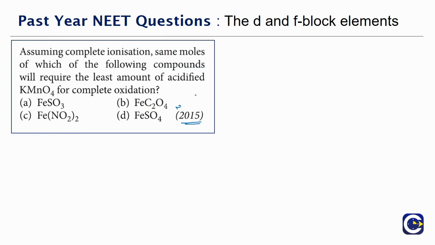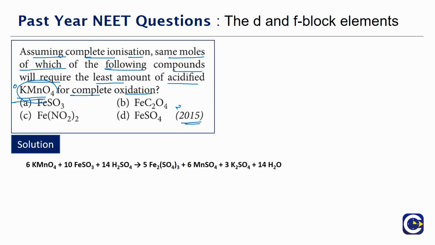Next we have a question that has come in the year 2015. This question in a way summarizes most of the reactions of the potassium permanganate, acidified potassium permanganate. Assuming complete ionization, same moles of which of the following compounds will require least amount of acidified KMnO4 for complete oxidation? So which of them will require least amount of KMnO4? That's the question. Now there are different ways of solving this question. Of course, one way is actually knowing what are these reactions.